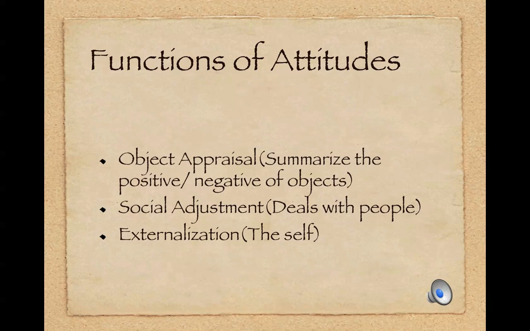Second one is social adjustment. This is all about people. When you see a person, how do you feel about them? What is your mental shortcut of that person? What's their attitude? So social adjustment deals with people, and externalization deals with the self.